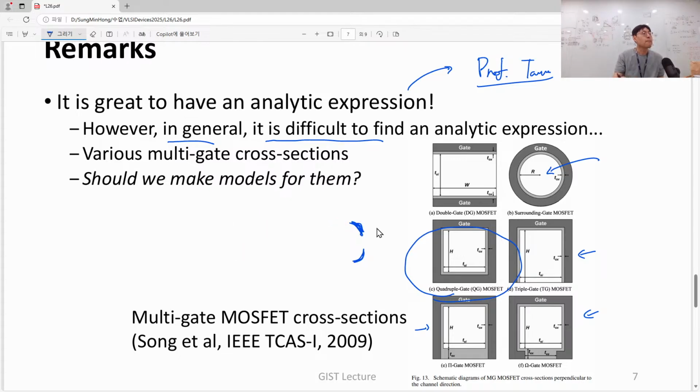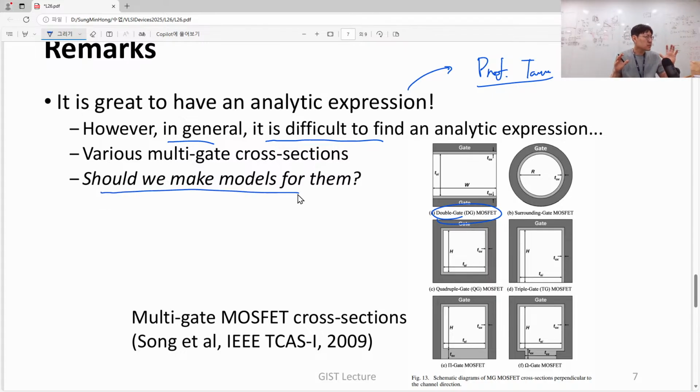Okay, so therefore, simply speaking, even for this simplest case, the simple double gate case, its analytic expression is limited only to the intrinsic case, the no doping case. If we go to more general cross sections, things become more complicated, and researchers had to introduce models for them. However, is it really effective or not?